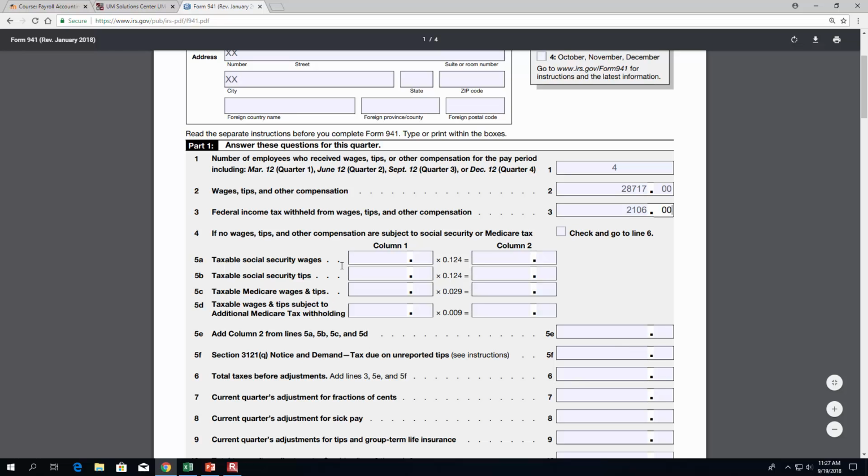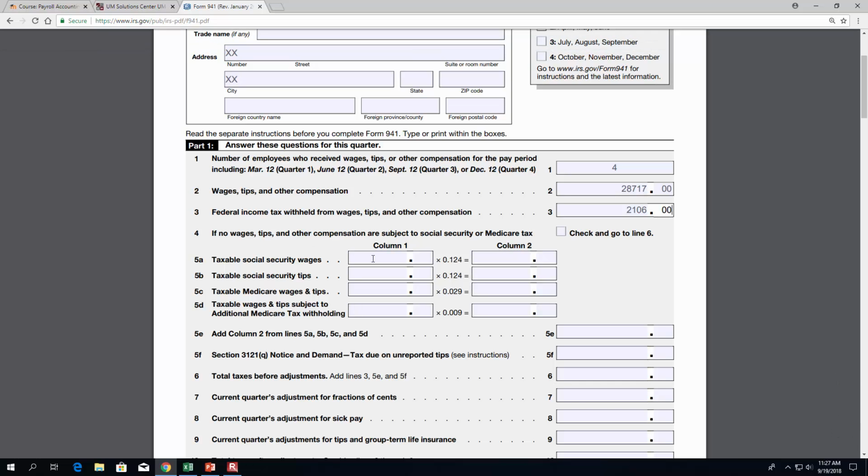Okay, now, of these 4 lines in here, let's just go through these. We've looked at them briefly before. Taxable Social Security wages is what portion of the gross wages paid this quarter are susceptible to OASDI? I'm just going to read all these and then I want you to complete this section. 5B is if you have some people that have tips. 5C is what portion of the gross wages are susceptible to Medicare, and 5D is what portion of the gross wages are susceptible to that additional 0.9.